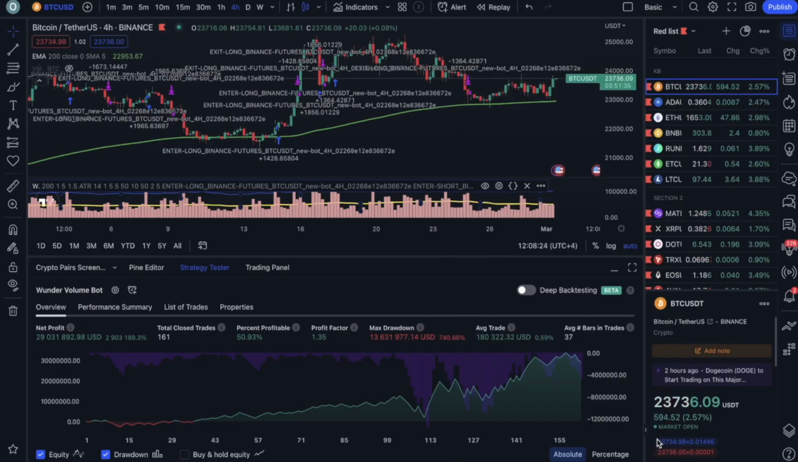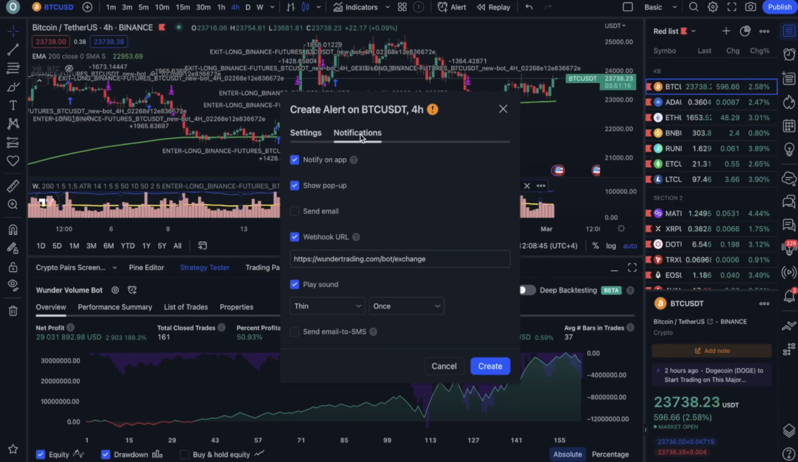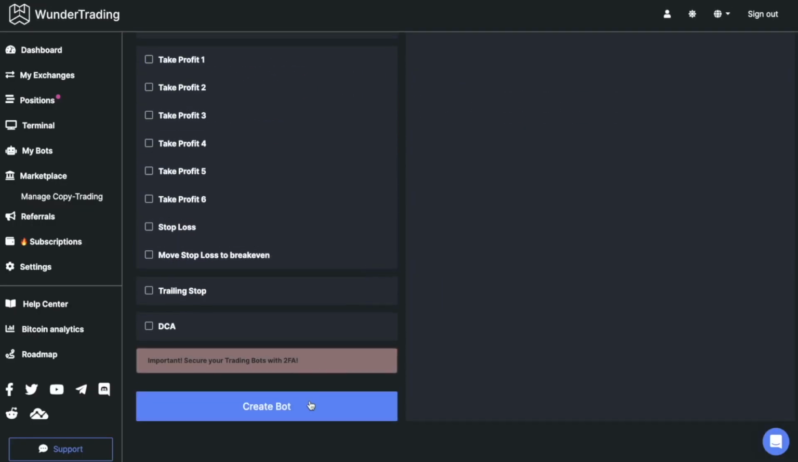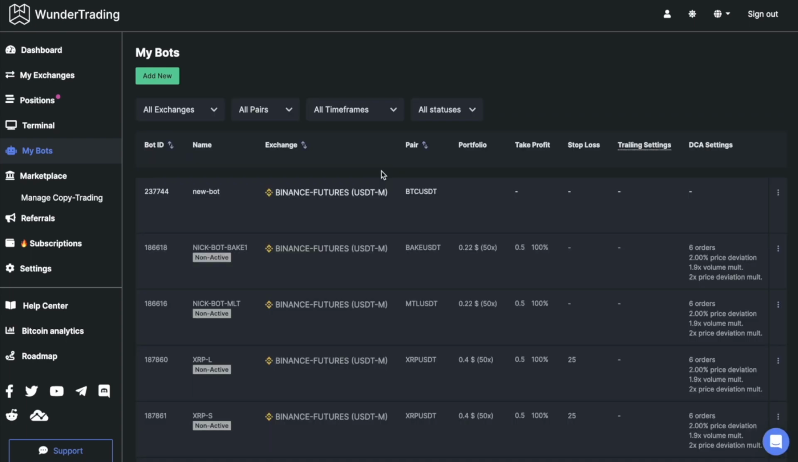The final step to creating your bot with WunderTrading is to create an alert that will send this comment to the WunderTrading platform. Click on the Create Alert button and add a message from your bot settings, add a webhook. Create an alert. Return to the platform and save your bot. That's all. You can add this script from the link in the description and also automate it with WunderTrading.